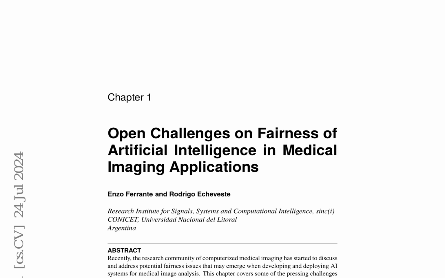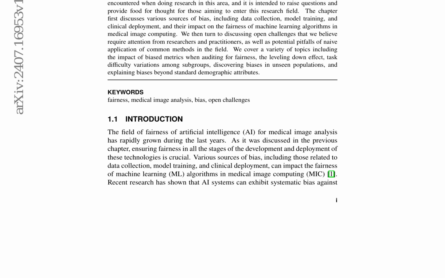The chapter on fairness in artificial intelligence for medical imaging applications emphasizes the importance of ensuring fairness in all stages of development and deployment. Authors Enzo Ferrante and Rodrigo Echeveste identify sources of bias including data collection, model training, and clinical deployment, which can impact machine learning algorithms. The discussion begins with the impact of biases on ML algorithms in medical image computing, then turns to open challenges requiring attention from researchers and practitioners.